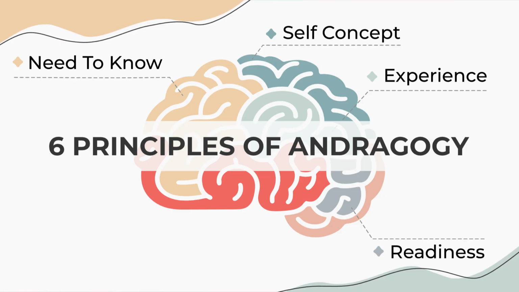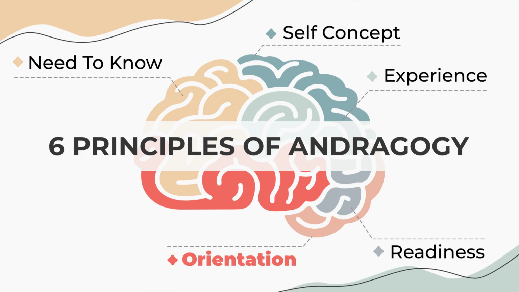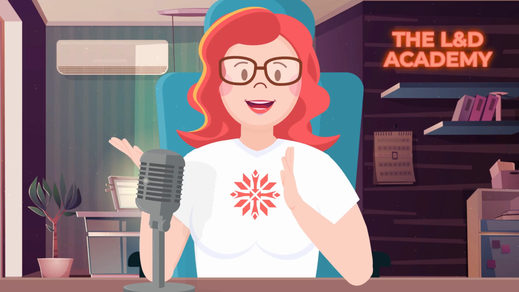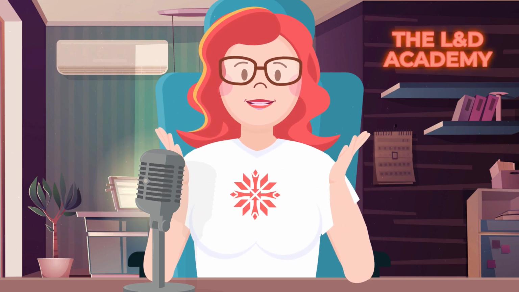The fifth principle talks about the orientation of learning, as in it should be problem-centered, not subject-centered. Adults don't learn for the sake of learning. They learn because they have a problem to solve. Kids might sit through a history lesson just because it's part of the curriculum, but adults, they want solutions they can apply to their existing problems right now.